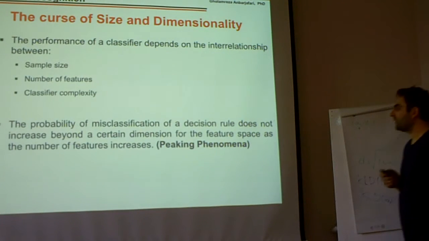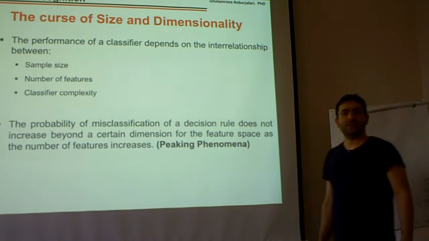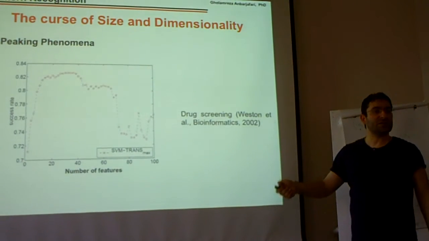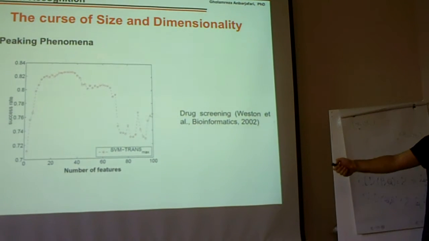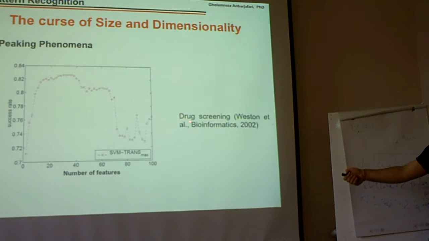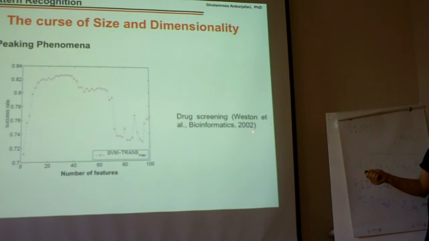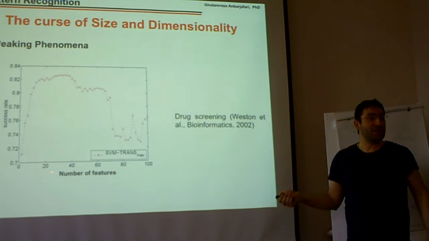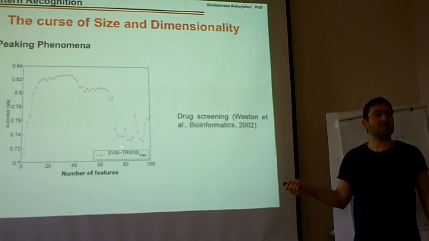We also remember to talk about this peaking phenomenon, which we said means that if we increase the number of features, it doesn't mean that we increase our performance. This is a real scenario. It's called drug screening, which was published in Bioinformatics in 2002. They said that if they increase the number of features, actually it's a very good example, because you see significantly the performance drop.